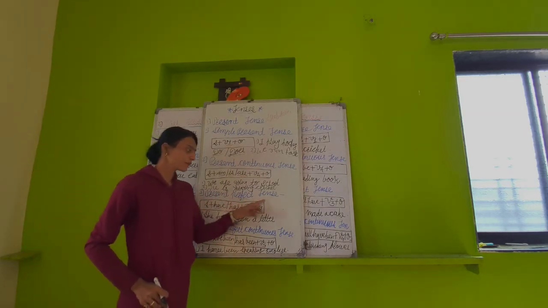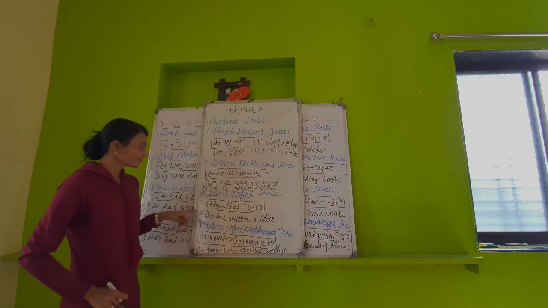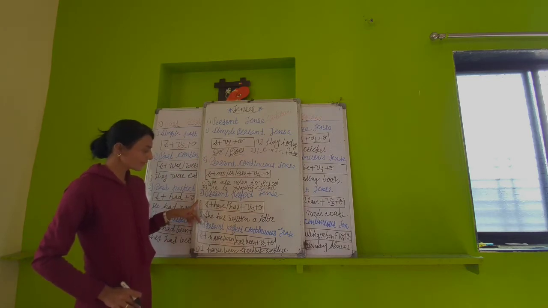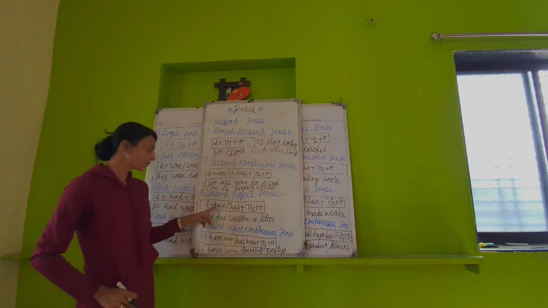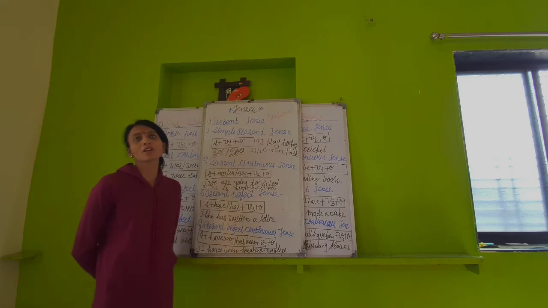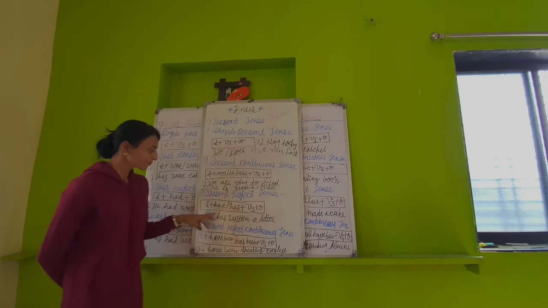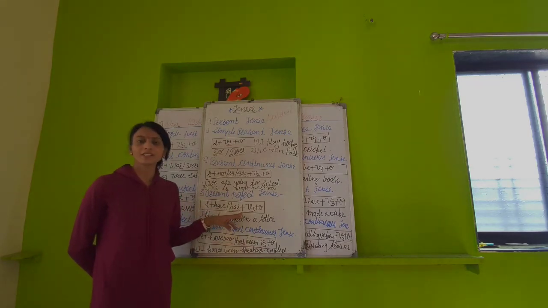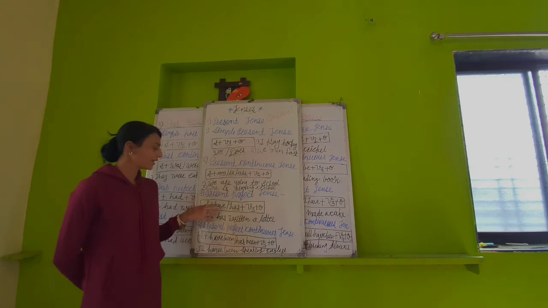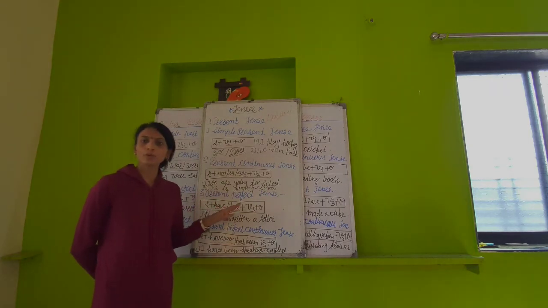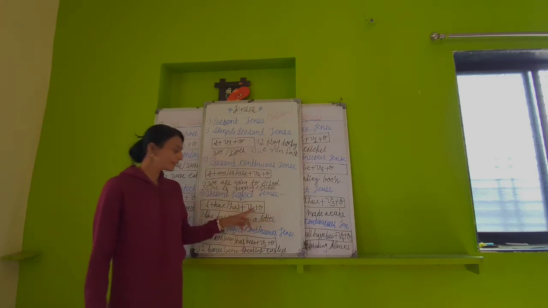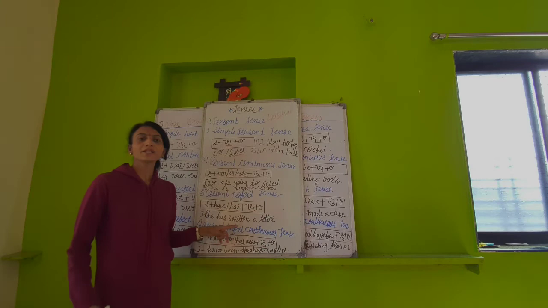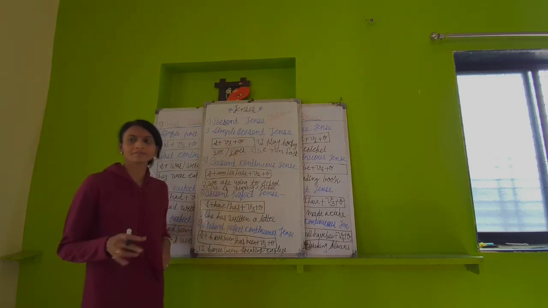Third tense is present perfect tense. In this tense they use have and has. The formula of the tense is subject plus have, has plus V3 plus object. V3 means PP, past participle. When he, she, it is singular, use has, and for all the remaining use have. So first example, she has written a letter. V3 of write: write, wrote, written, writing.